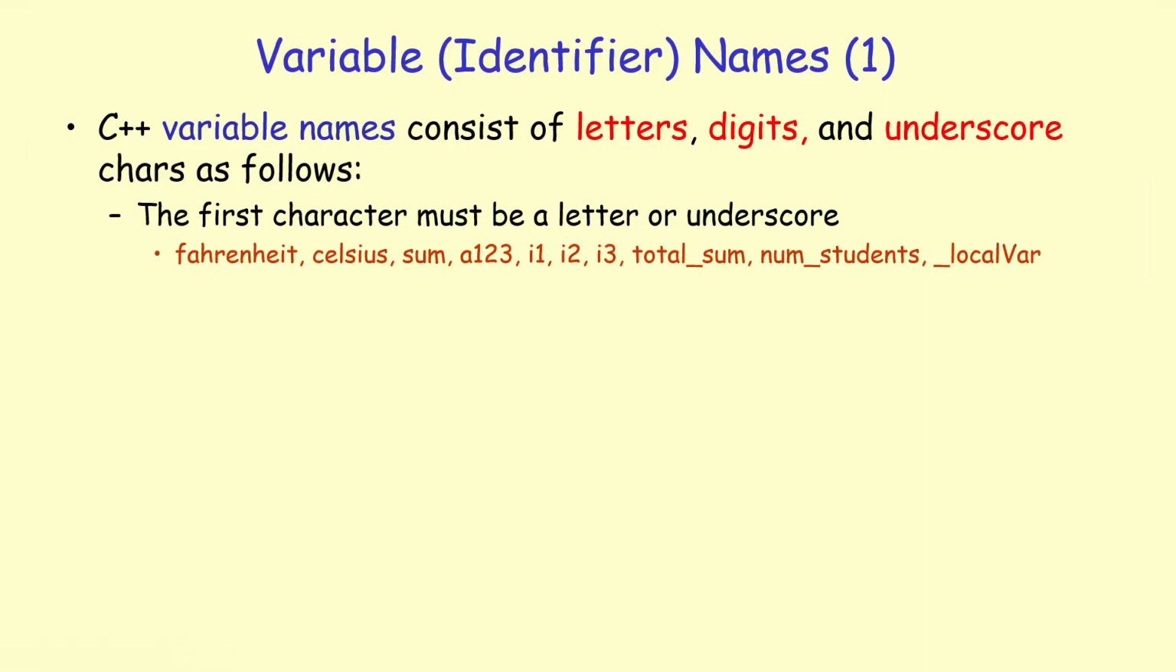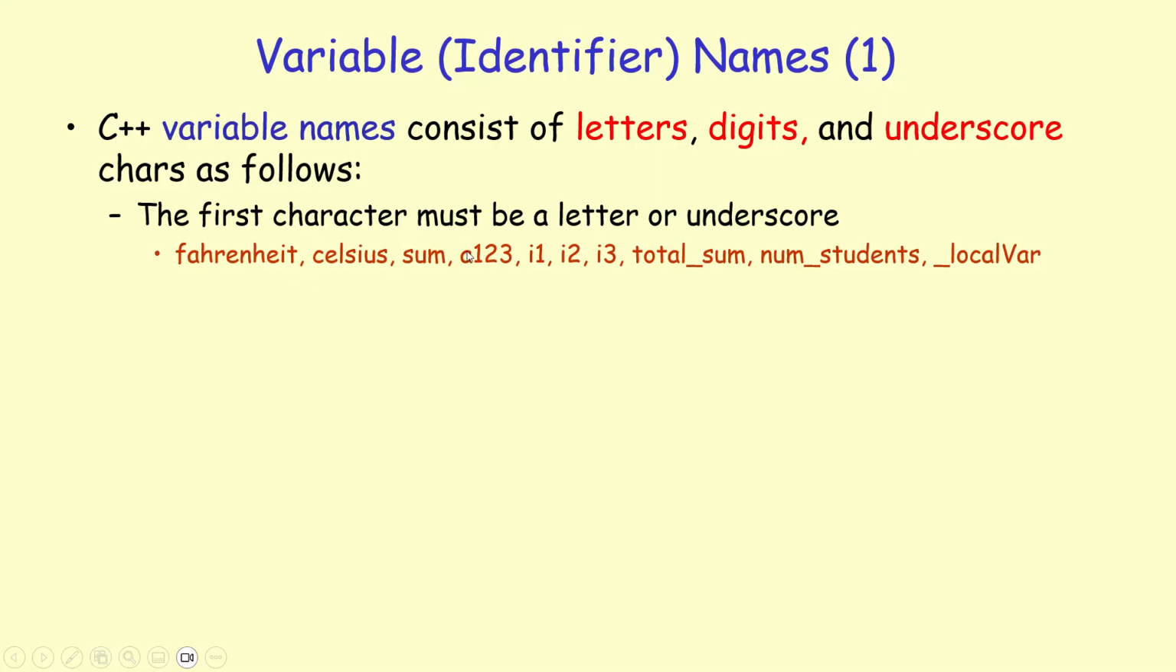Variable names in C++ must consist of letters, digits, or underscore characters as follows. The first character of the variable must be either a letter or an underscore character. So let's look at valid variable names. Fahrenheit, look at the first character of the variable, it is F. Celsius, it is C. Sum, it is S.